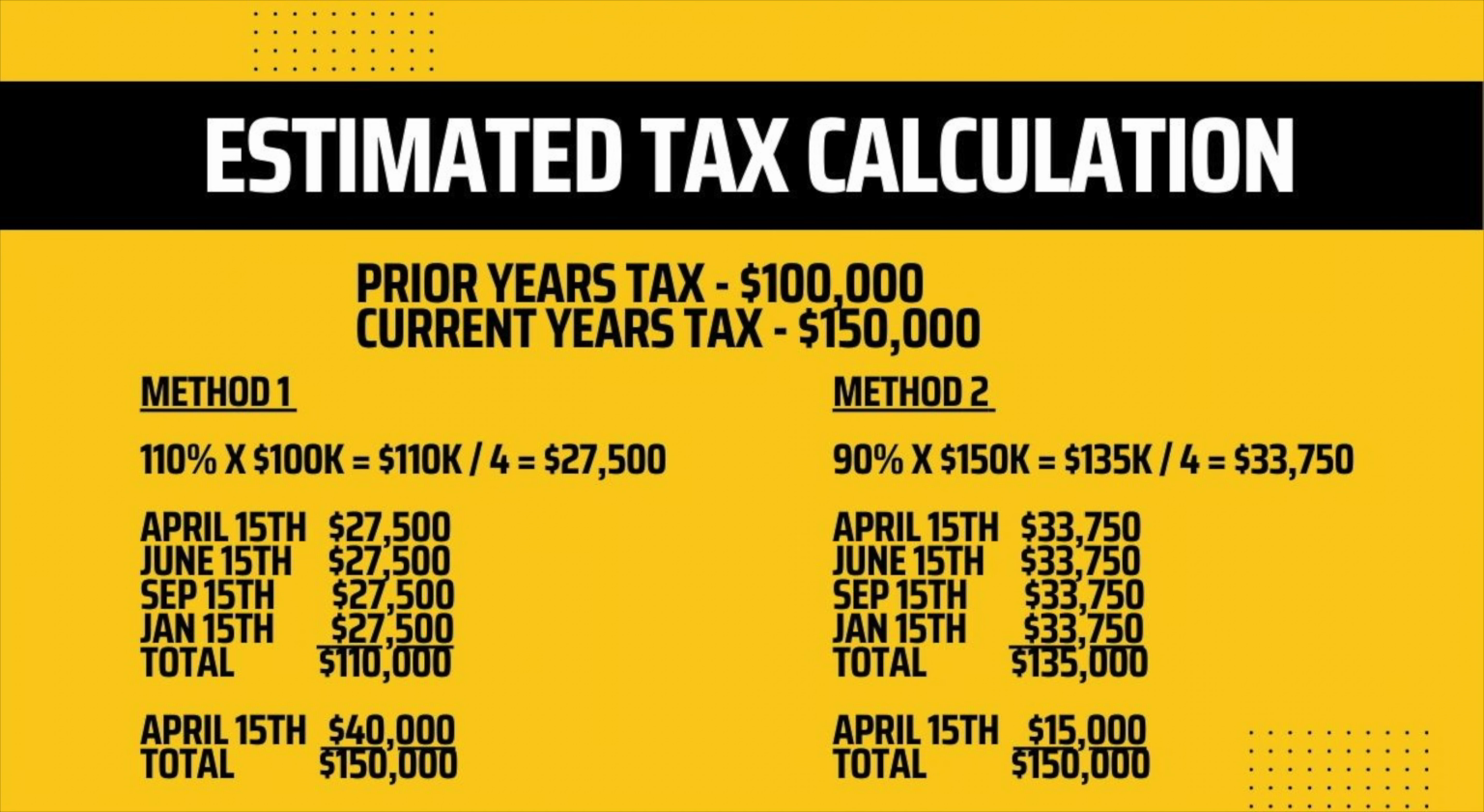$135,000. Now on April 15th of the following year, you still have a remaining tax liability of $15,000 that needs to be paid with your tax return to get to a total of $150,000. Now, as you can see with both methods, you end up paying the same amount of total tax, but the quarterly payments are significantly different.